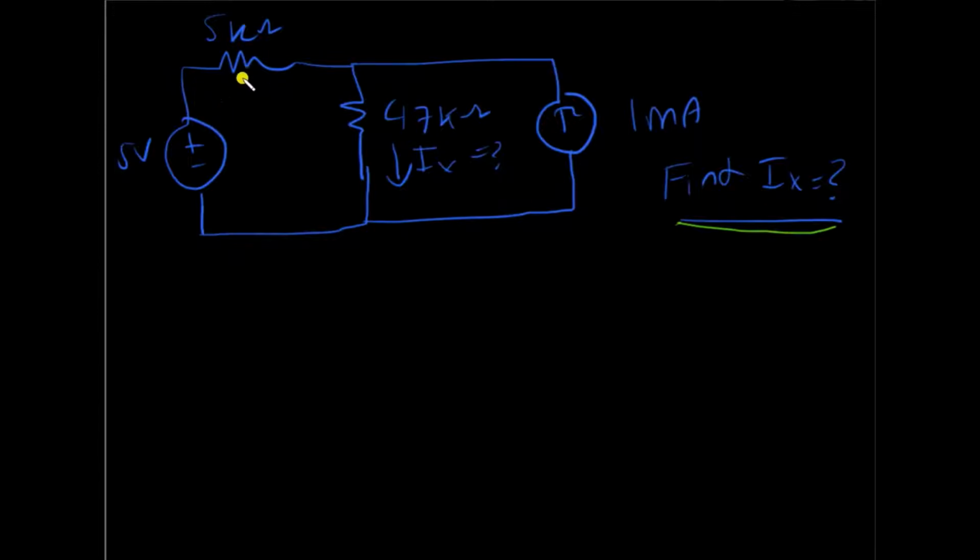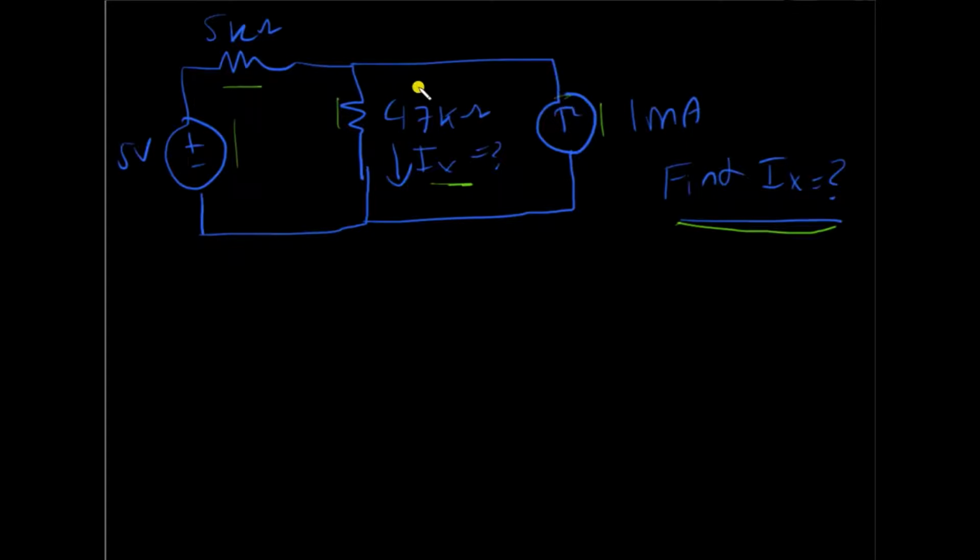So the two things I note is that this is a practical source because there is a resistance in series with the voltage source, and this is also a practical source because there is a resistance in parallel to the current source. So which one to transform? I can transform either one of these and it would not have any effect on the answer.